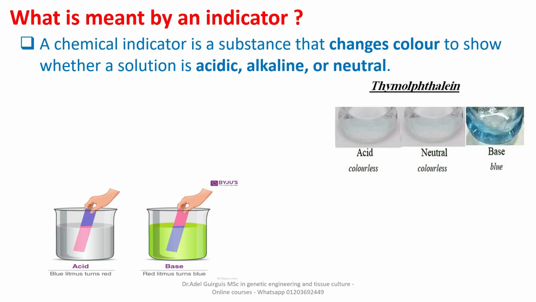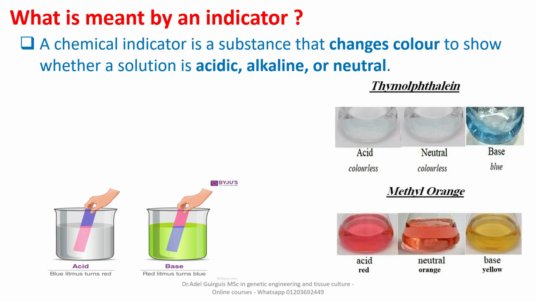So we can depend on thymolphenol to detect whether the substance is basic, or either acid or neutral, by its color change. What about methyl orange? The third indicator in this slide is methyl orange. Methyl orange has red color in acidic medium, orange in neutral medium like distilled water, and for base or alkali it turns yellow.